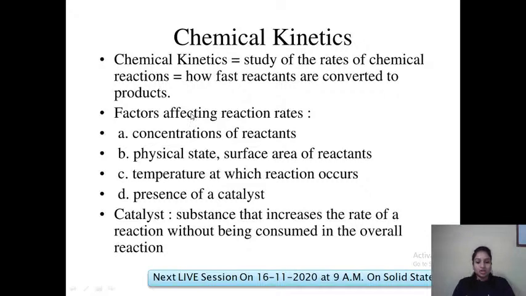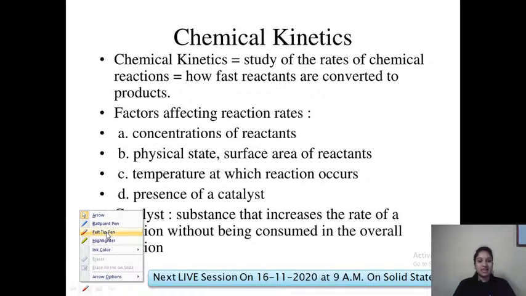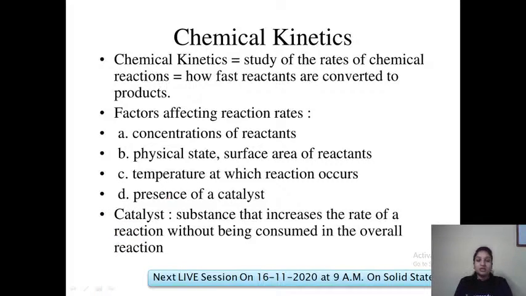Great. So, chemical kinetics, let me just give you a brief introduction. It is the study of speed of any chemical reaction. But here we do not take this word speed. What we take is the word rate. Study of rate of chemical reaction is known as chemical kinetics.